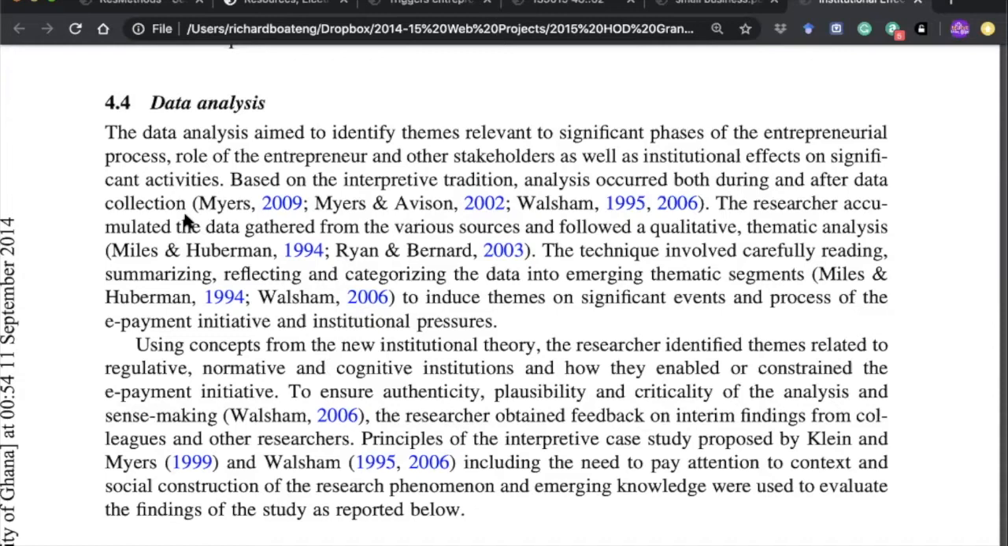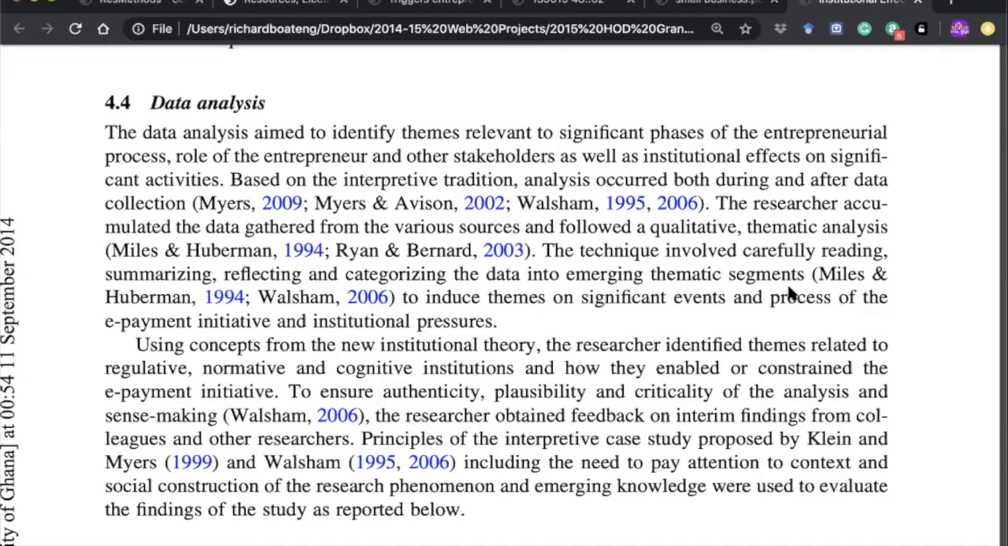Okay, then he goes on to say the researcher accumulated data gathered from various sources and followed a qualitative thematic analysis. Thematic analysis has been discussed by Miles and Huberman in 1994 and Ryan and Bennett in 2003. The technique involved carefully reading, summarizing, reflecting and categorizing data into emerging thematic segments. We'll talk about thematic analysis later. So that's one approach that you should know.